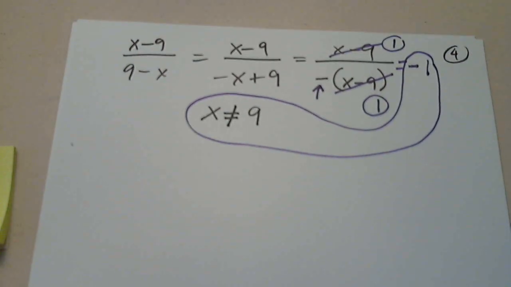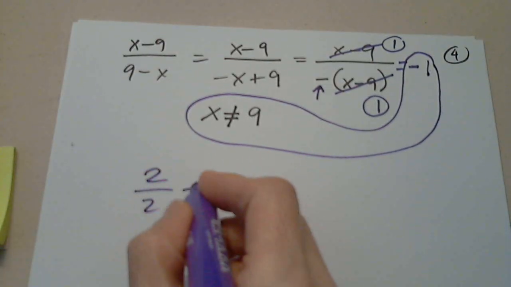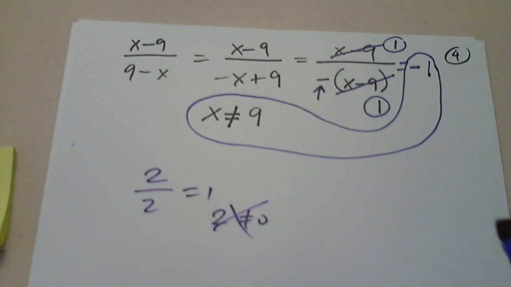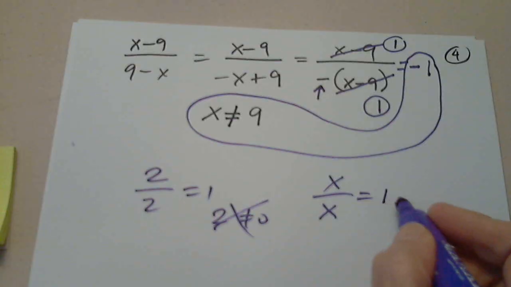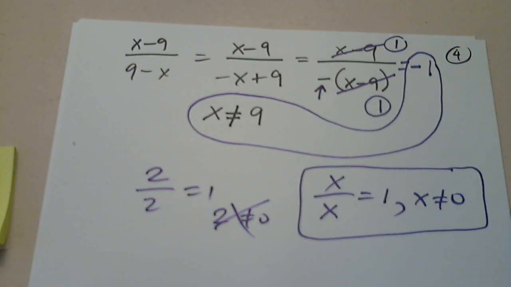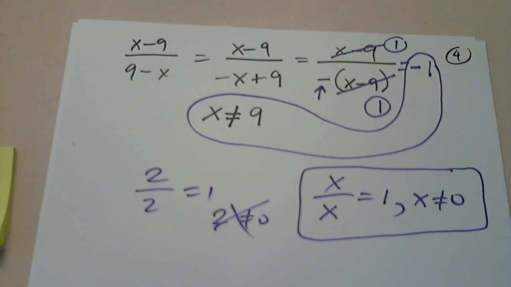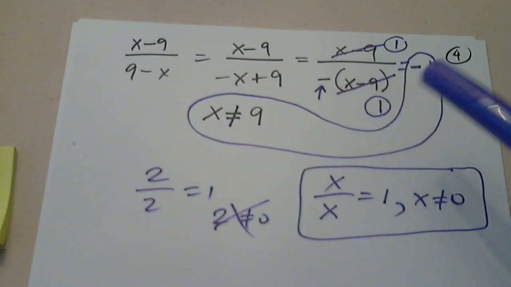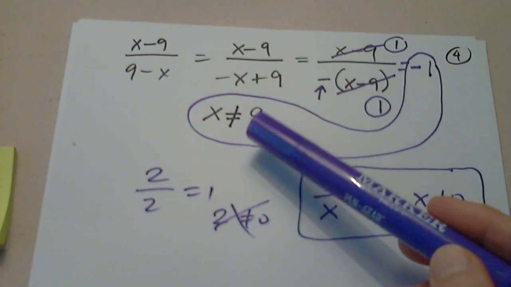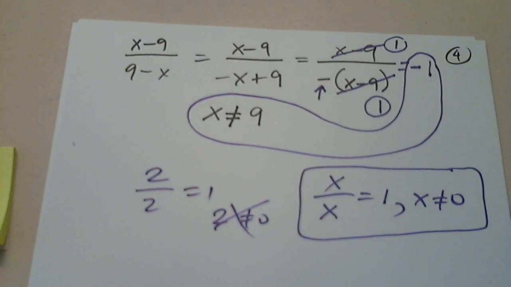See, we talked about this some time ago. 2 over 2 is indeed 1, and I don't have to write 2 not equal to 0. Of course 2 is not 0. But x divided by x is 1 only if x is not 0. This is the correct answer. Because if x is 0, 0 over 0 is not 1. And it's not called undefined either. It's indeterminate, no matter what they say. So the simplified form of this expression is negative 1 only if x is not equal to 9. If x equals 9, the expression is indeterminate.